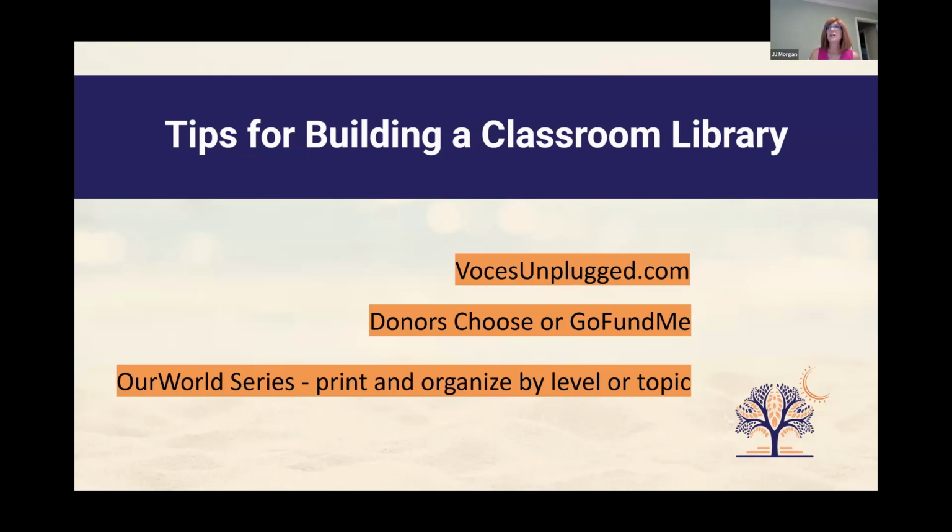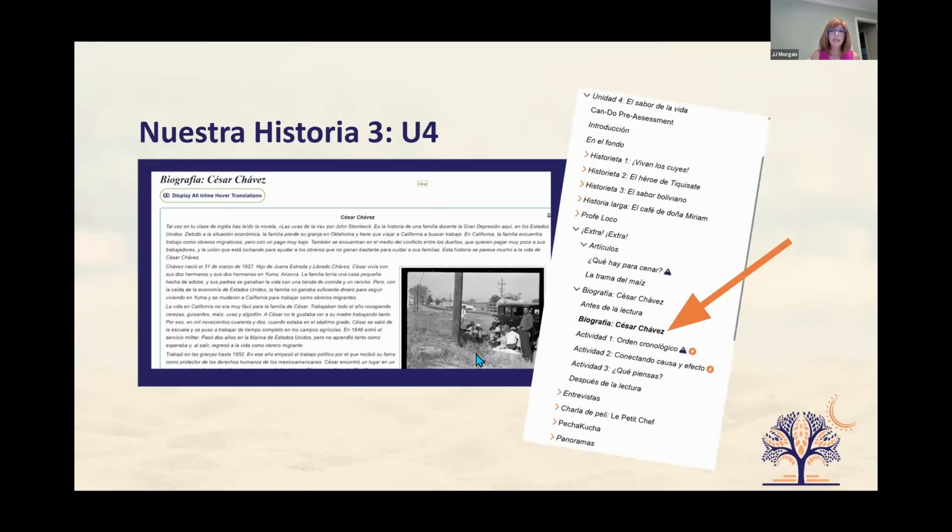So in level 1, there are 4 short stories and 4 long stories in every single chapter, and you maybe aren't going to touch on every single one of those, right? In level 3, you might not have time to get to the biographies or the leveled information. So this is Nuestra Historia 3, Unit 4, and this is a Cesar Chavez biography, and you can see that it has a before reading activity, 3 comprehension activities, and an after reading. You could print all of those and make them accessible to students, or you can just print the story itself.